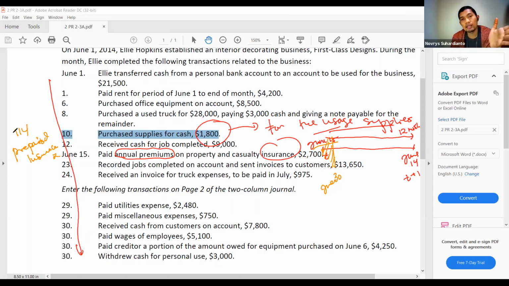However, as time goes by, the economic benefit expired. So if we pay the premium on June 15, and then we are now at June 30, 15 days, already 15 days, the economic benefit was expired.